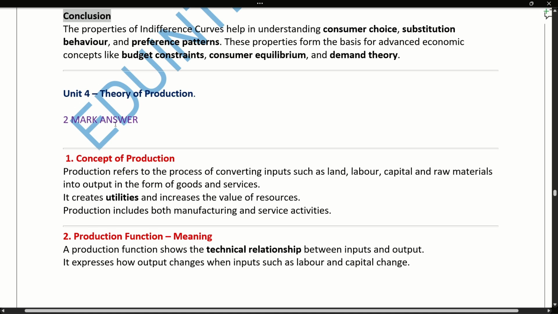Conclusion. The properties of indifference curves help in understanding consumer choice, substitution behavior, and preference patterns. These properties form the basis for advanced economic concepts like budget constraints, consumer equilibrium, and demand theory.